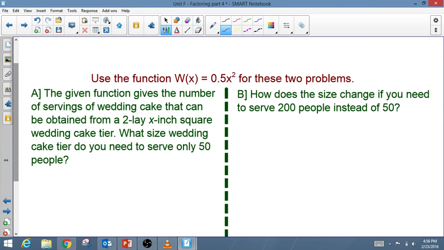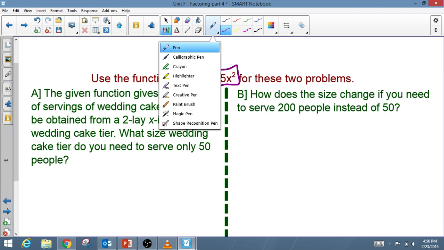They don't always do that. So they've given us this equation. We're going to use this equation for both of the following problems. Let's read and understand the first problem first.